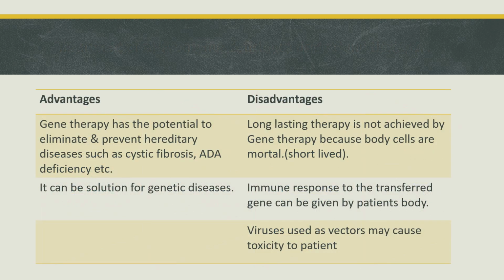So friends, we end our topic with the advantages and disadvantages of gene therapy. As we discussed, gene therapy has the potential to eliminate and prevent hereditary diseases. So it can be a solution for genetic disease. It is the major advantage of gene therapy. If we talk about the disadvantages, long-lasting therapy is not achieved by gene therapy because our body cells are mortal, meaning they have a short lifespan. So repeated infusion of genetically engineered cells is needed in the human body. Another disadvantage is that the patient's body can give an immune response to the transferred gene, because the gene of interest we introduce into the patient's body is foreign to that patient, therefore it may cause an immunogenic response. And finally, viruses used as vectors may cause toxicity to the patient. So this is all about the advantages and disadvantages of gene therapy.